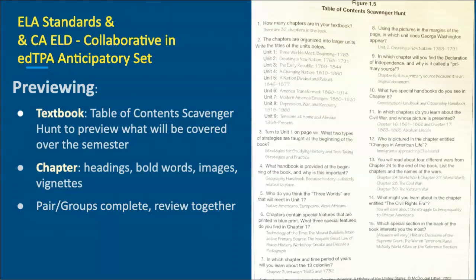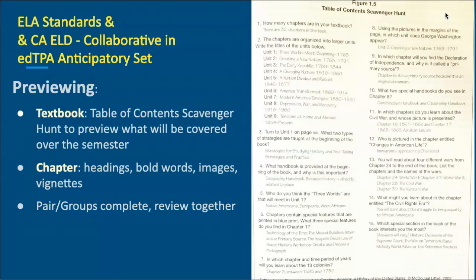One example that they have in the book is the table of contents scavenger hunt, which I thought was really interesting. They have questions that start easier and become a little bit more complex, and it helps students look at the table of contents and think about what's coming. So how many chapters are in the textbook? That's a really easy question, but it gets them started. Then you go down to: in which chapter will you find the Declaration of Independence? And why is it called a primary source? Obviously in the table of contents, this information will be provided.